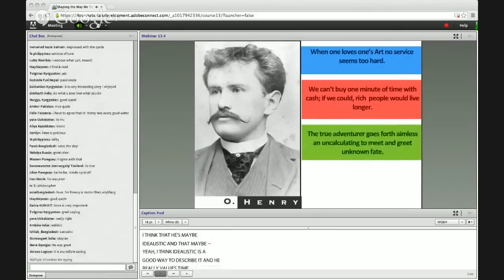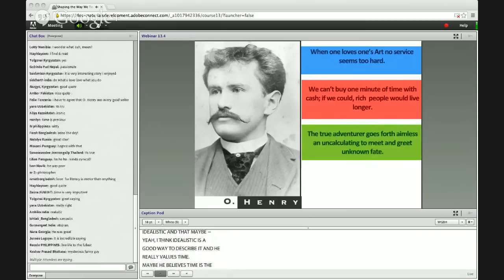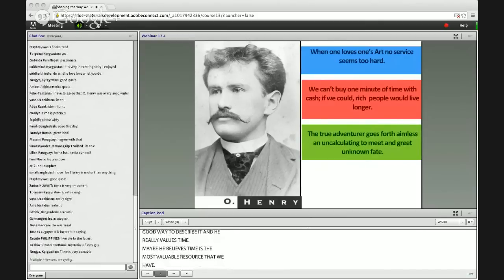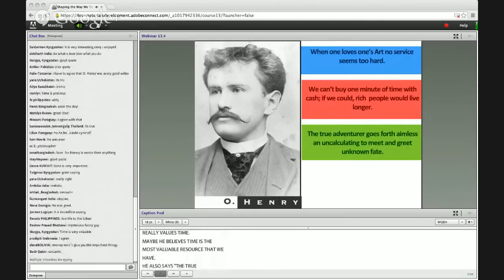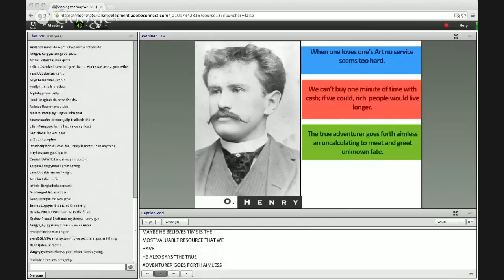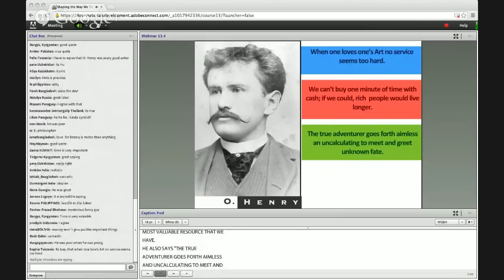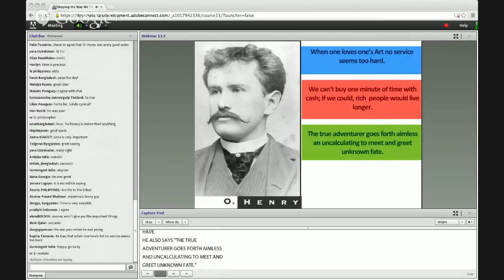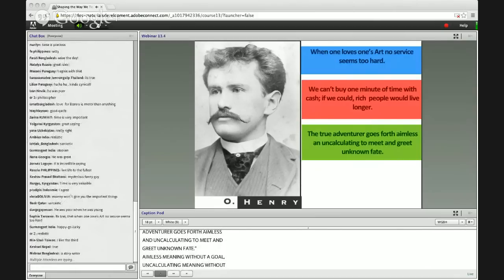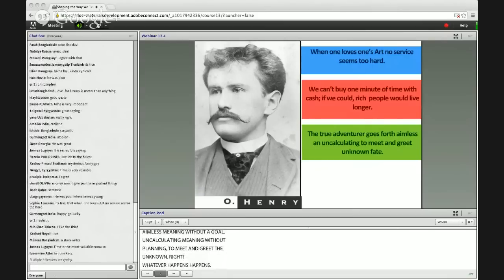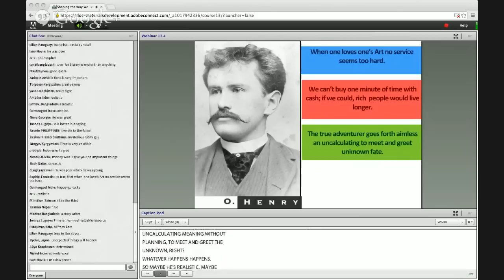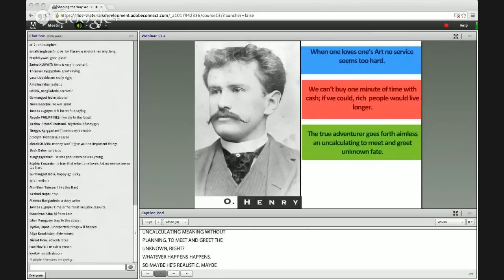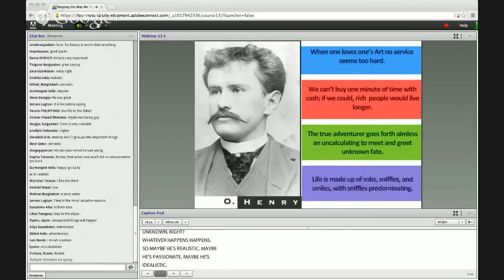He also says, "The true adventurer goes forth aimless and uncalculating to meet and greet unknown fate." Well, what does that mean? Well, aimless meaning without a goal, uncalculating meaning without kind of planning, to meet and greet the unknown, right? Whatever happens, happens. So maybe he's realistic, maybe he's passionate, maybe he's idealistic, he can be kind of sarcastic, he's adventurous. Okay, let's look at one more.